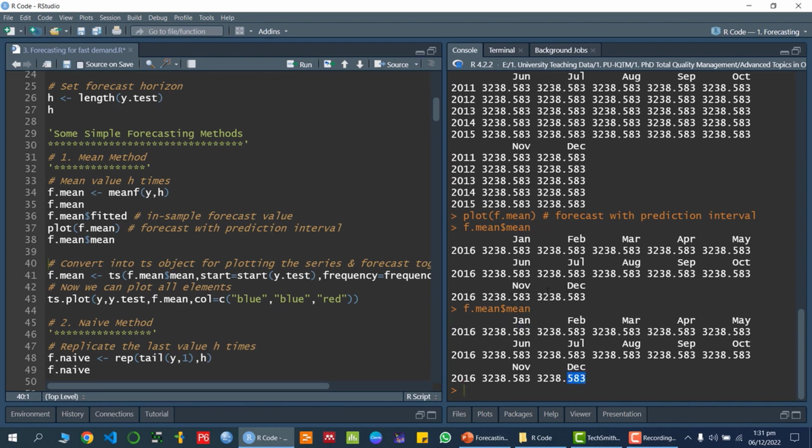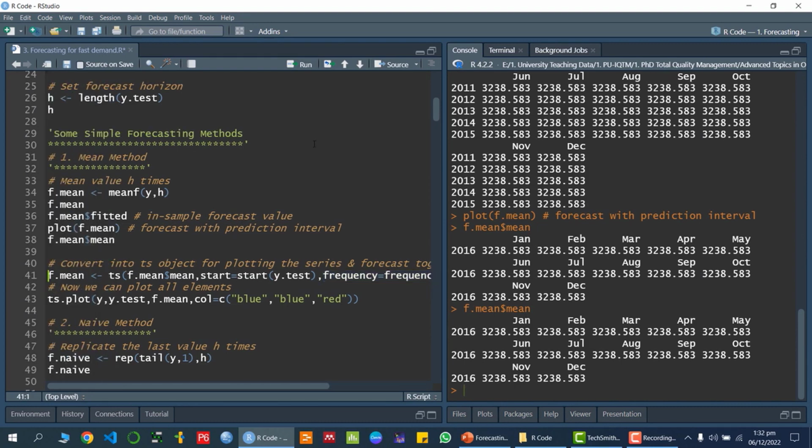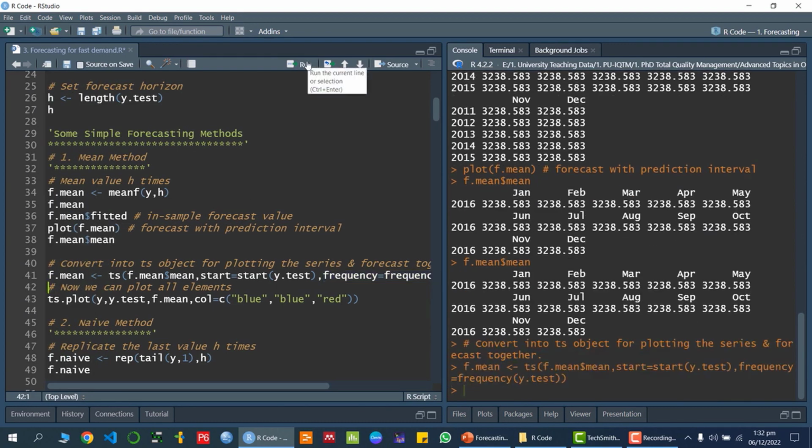because our forecast horizon was 12. Now what I am going to do is convert these mean values into a time series, where the starting point is equal to the start of f dot test, which means the starting point of this data set is January 2016, and the frequency is equal to the frequency of f dot test, that is 12 months.